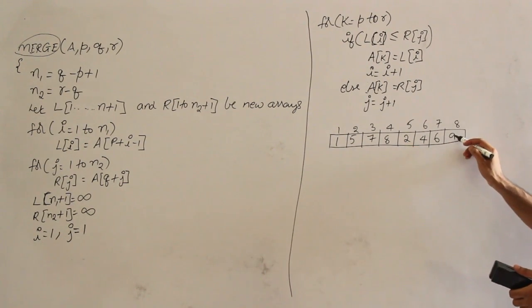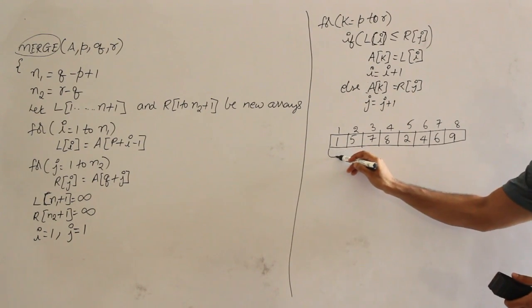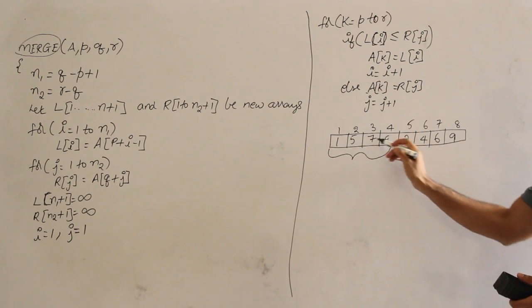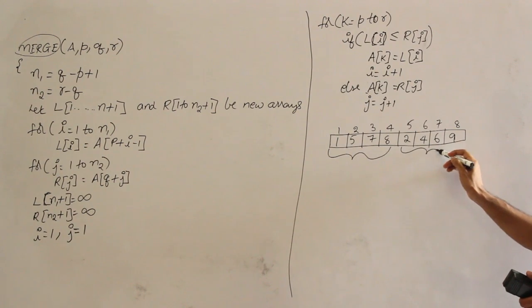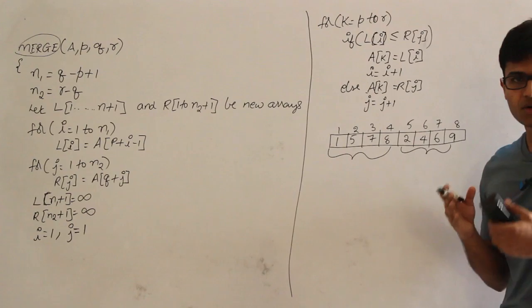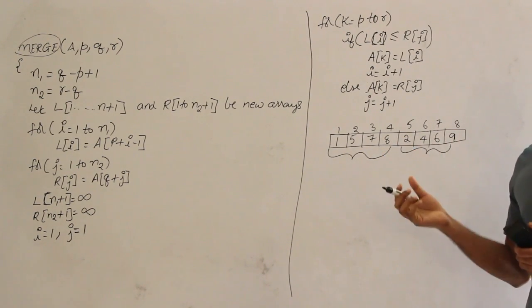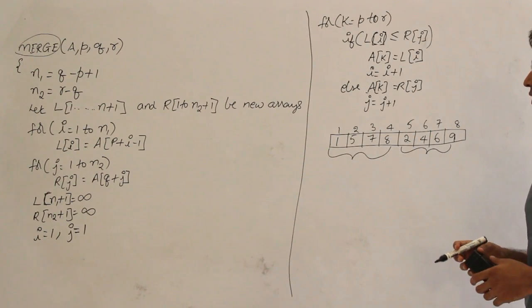Now what I want to do is sort these two lists. Actually, this array is containing two lists. One part is from 1 to 4 and the other part is from 5 to 8, right? Now we have two lists, and these two lists are already sorted. Now the result has to be again a sorted list which contains all the elements.